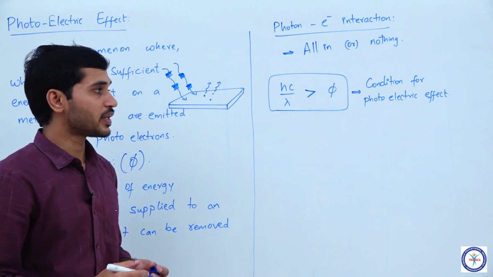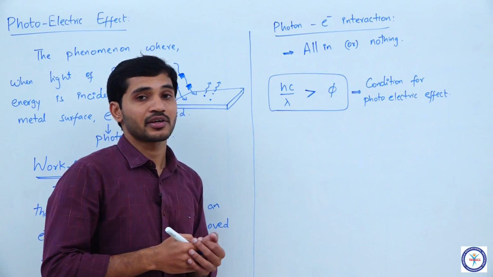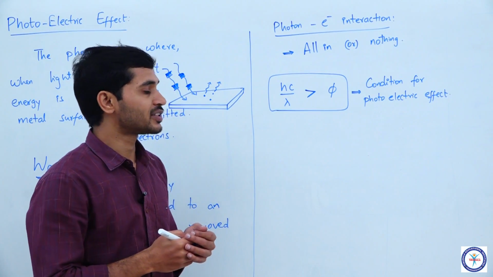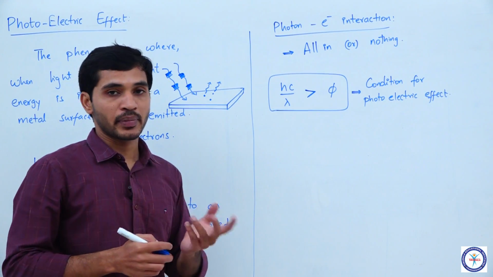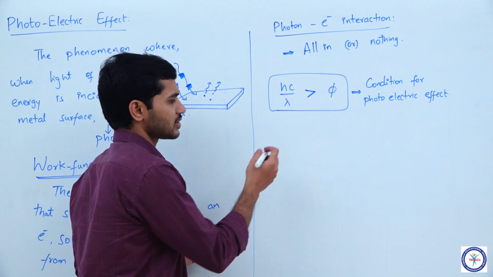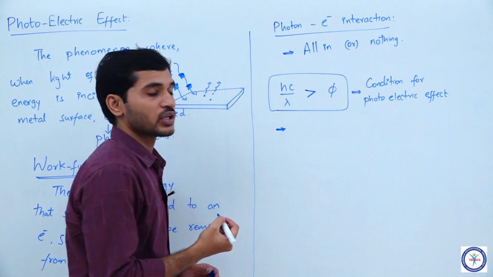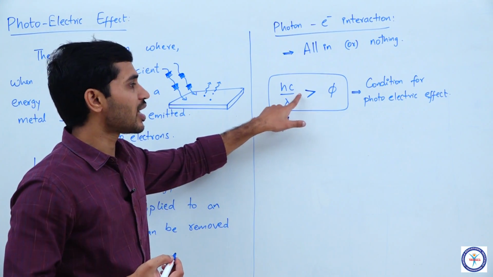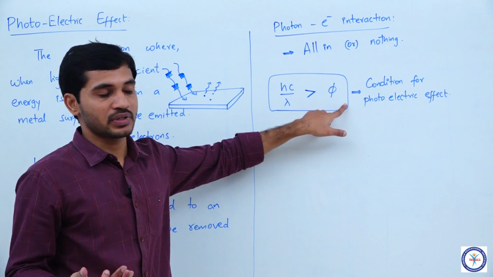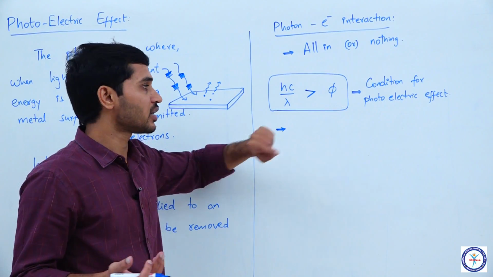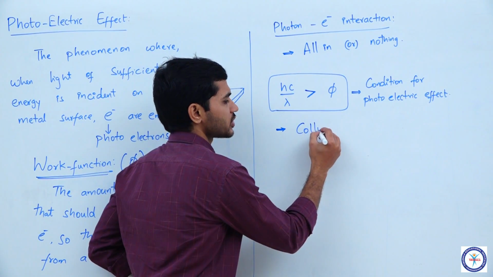So, if this condition is met, we can say that the photoelectric effect may take place. I am once again using my words specifically: I am not saying it will take place, it may take place, and the reason for that is something like this. There are two points which you will have to keep in mind. Even when hc by lambda is greater than phi, sometimes the photoelectric effect may not take place, and there are some reasons for that. The first reason is basically collisions.